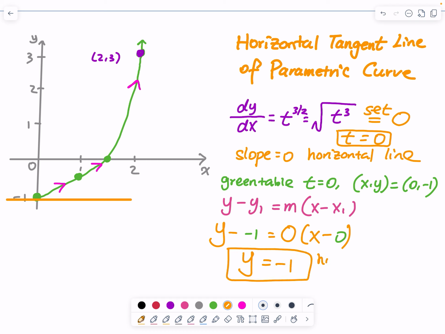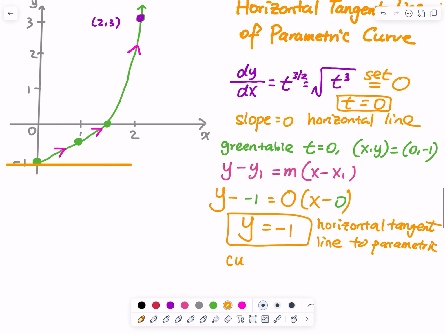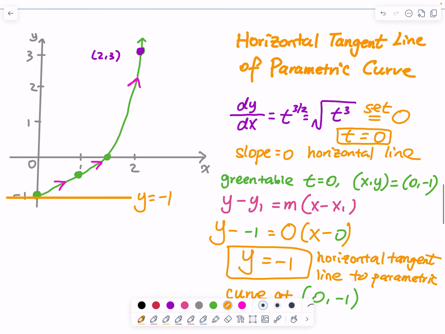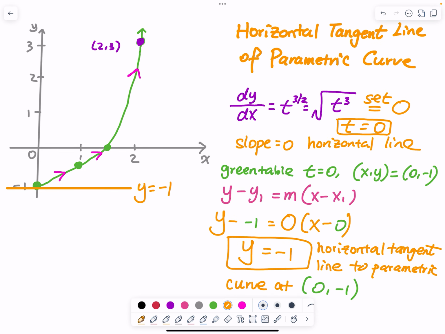And then this is a horizontal tangent line to the parametric curve at this point, (0, -1). So this line is y equals -1. If you just look at the picture, that makes sense because at that point, the y is always equal to -1. All right, so that is one video for the horizontal tangent line.